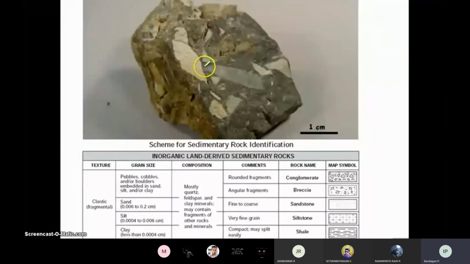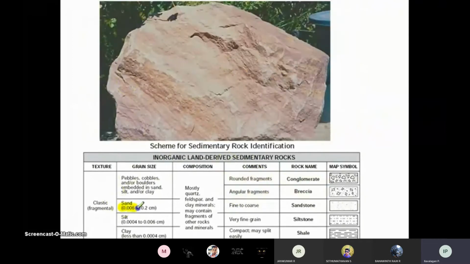Now, if there are large pieces that are not rounded, but are sharp and angular with jagged edges, then that rock is called a breccia. So again, conglomerates have rounded fragments, breccias have angular fragments. Now, if a rock has smaller pieces, let's say that the individual grains range from 0.06 of a centimeter to 0.2 of a centimeter, we would call that rock sandstone. Sandstone is pretty easy to identify because when you feel it, it feels pretty coarse. It feels rough like sandpaper.